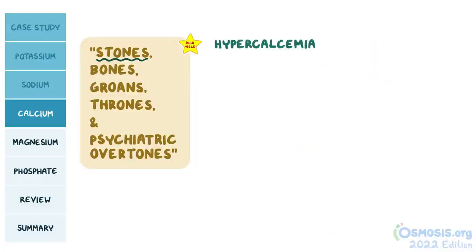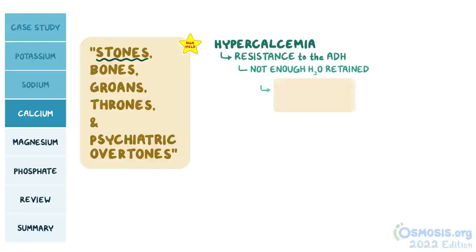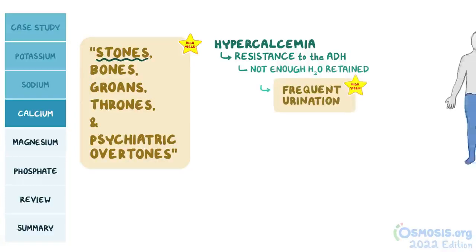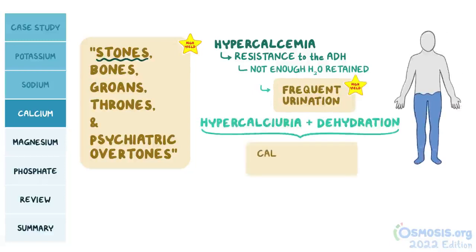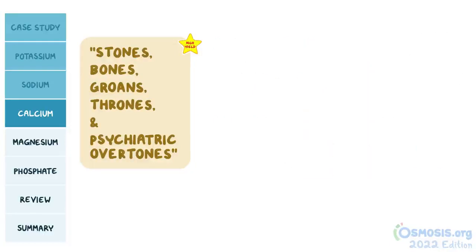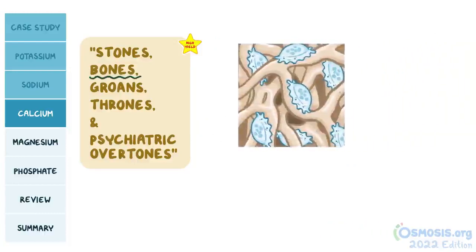Hypercalcemia can also cause some form of resistance to the antidiuretic hormone, or ADH. This means that not enough water will be retained, and in turn, this leads to frequent urination, which can cause dehydration. Now, for your tests, remember that the combination of hypercalciuria and dehydration can lead to calcium oxalate kidney stones. For bones, in the case where there's bone resorption, we might also have bone pain.